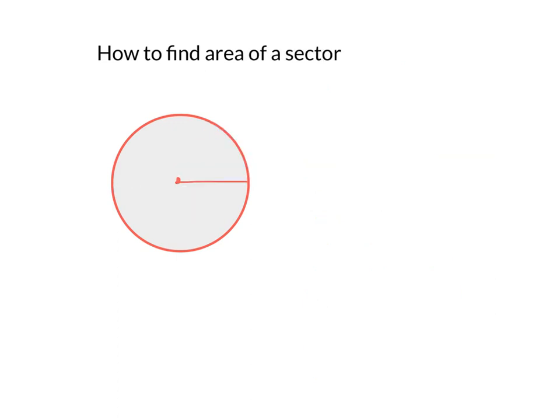Now we're going to look at the area of a sector. So we're still thinking about just a section of our circle, but this time instead of thinking about the pizza crust, we're thinking about the whole thing, the area.